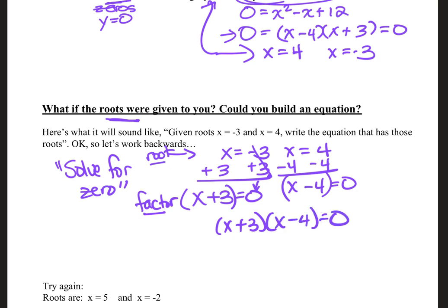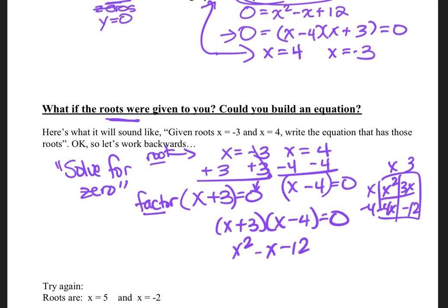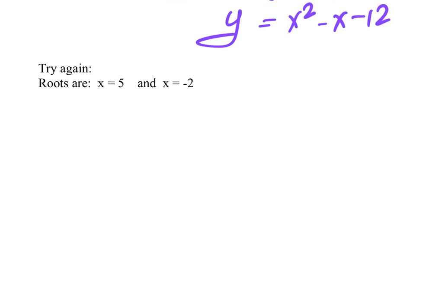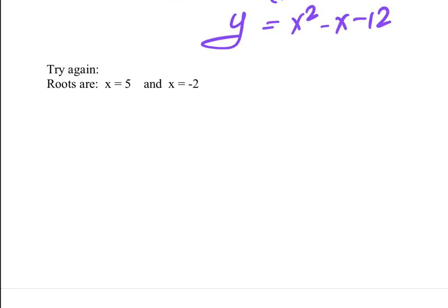If I have this, I'm just going to be simply multiplying. So you do the multiplication and do all the math, and you wind up getting x squared, and then 3x and -4x minus 1x, or minus x, minus 12 equals 0, but we want to go back to the original, so it's going to be y equals. And that's the idea. Given the roots, find the factors and multiply them. That's in a nutshell what you have to do.